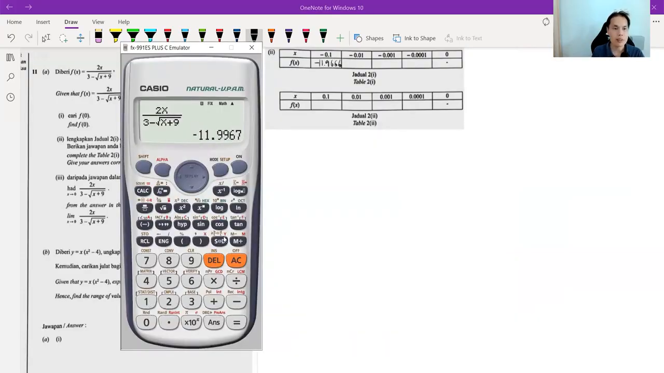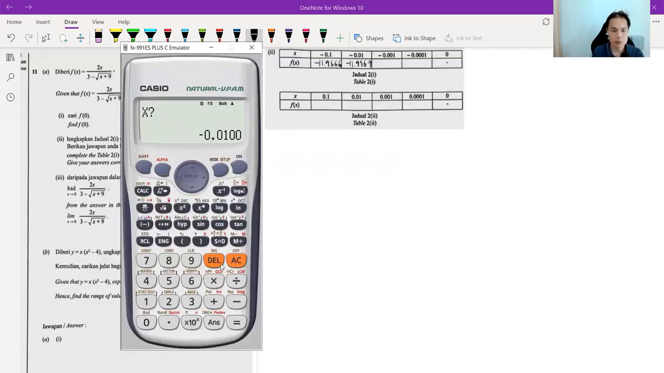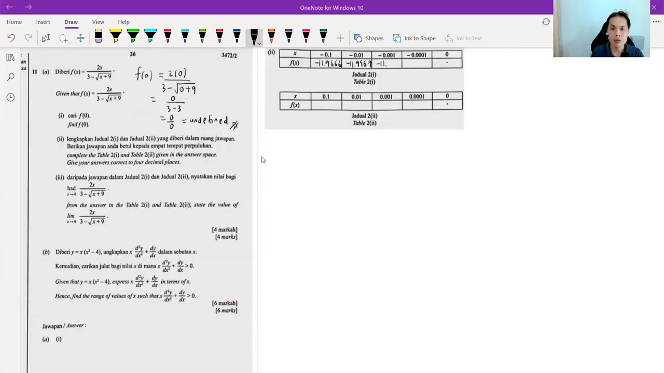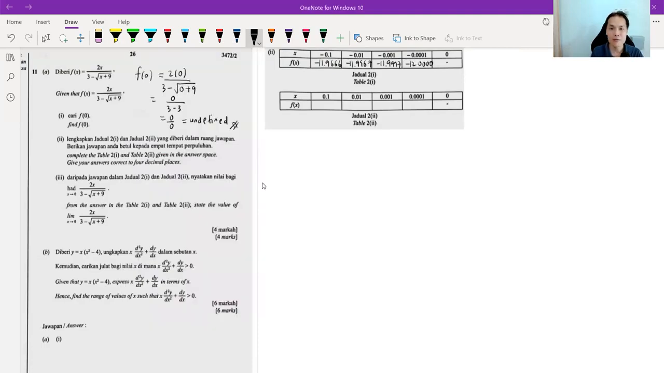So this is going to give us negative 11.9967. So next one, just increase the number of decimal point to negative 0.001. This is negative 11.997. And the next one, calculate, put negative 0.0001. This is negative 12.0000, right? 4 decimal point.